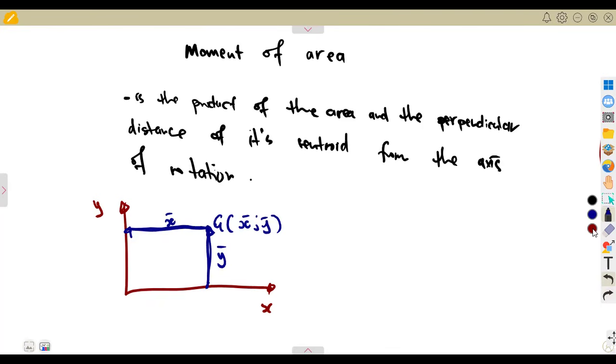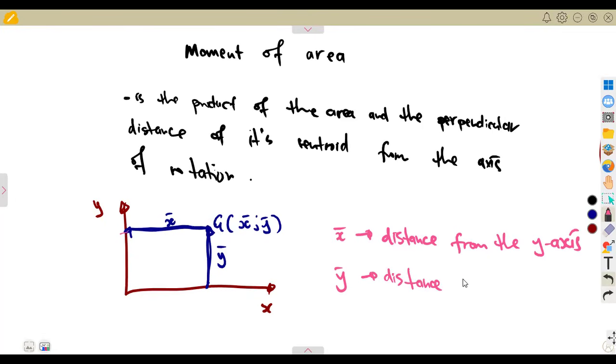So whereby, as we can conclude from what I just said, this x bar that we are talking about represents the distance from the y-axis. So this is the distance from where? From the y-axis. What about the y bar? The y bar is the distance from the x-axis as we are going up from that x-axis. So this is the distance from the x-axis.